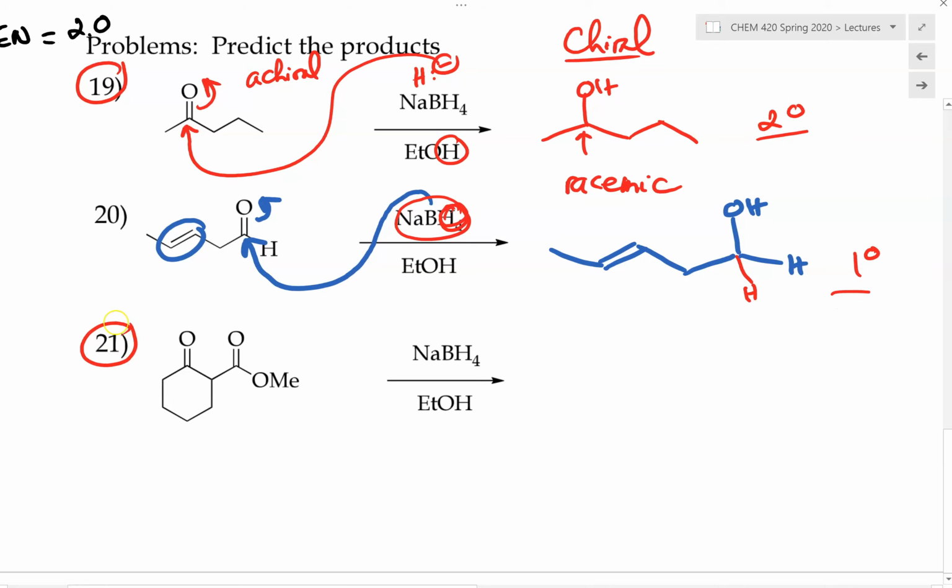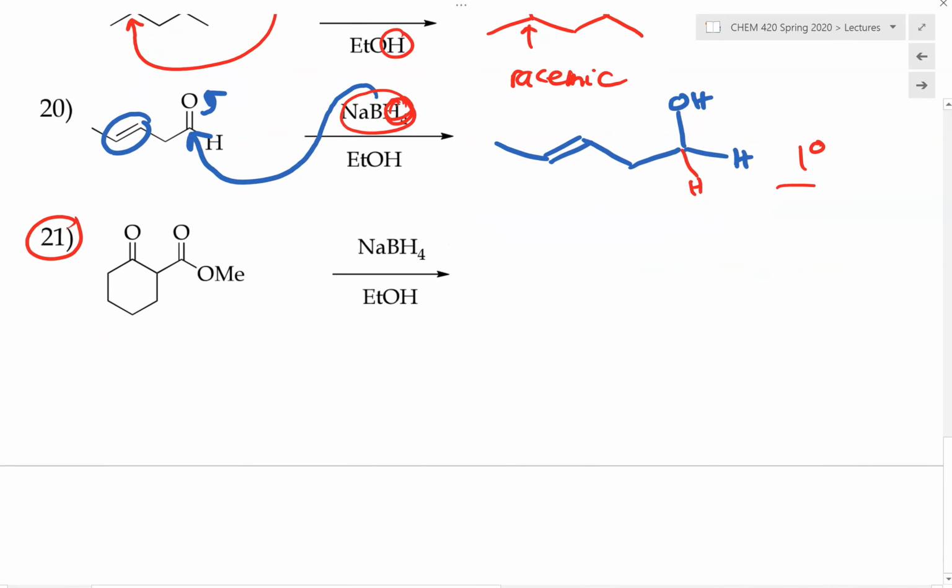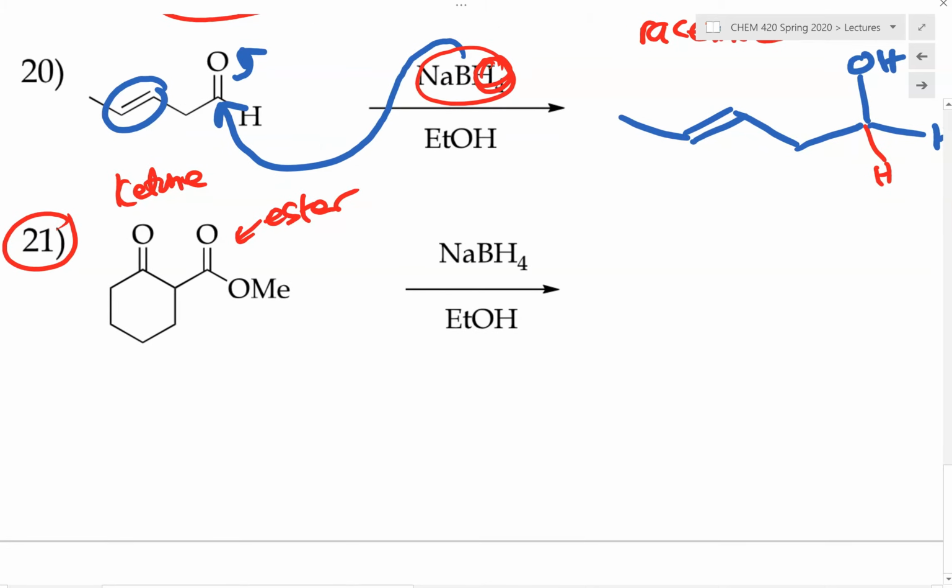And now, let's try this third example right here. In this case, we have this organic molecule that consists of an ester. So this is the ester right here, and this is the ketone. So we have two carbonyl functional groups within one molecule. And when we react this with sodium borohydride, what would then be the product?